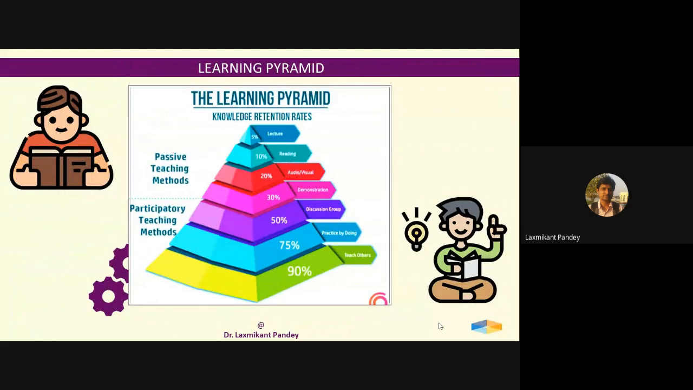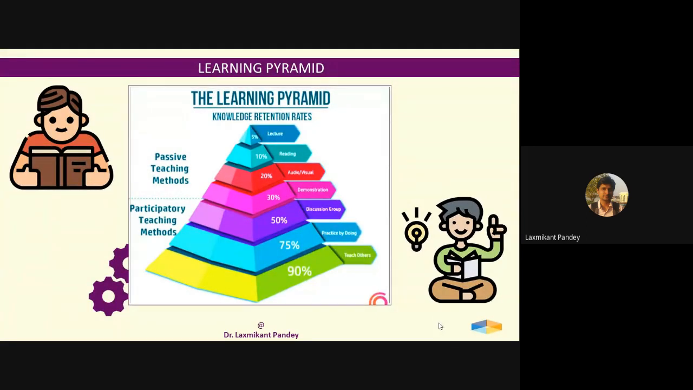Now, if we talk about the learning pyramid, as I told you, there are merits and demerits of the older teaching methodology. If you look at the learning pyramid, you can see in this pyramid, if you are using the lecture method, like the blackboard method, you are just giving the information to the students. The students are having interaction with you, but at the same time they are not involved in the teaching.